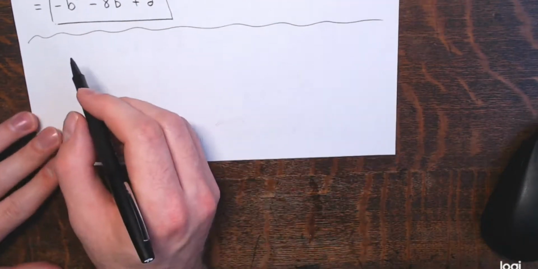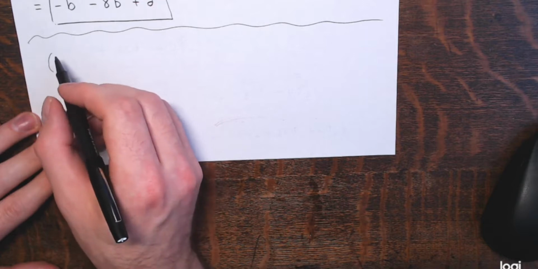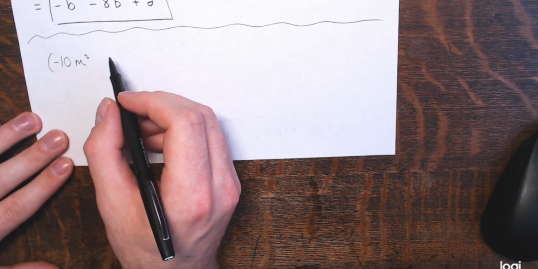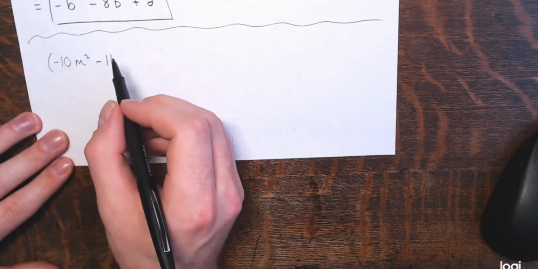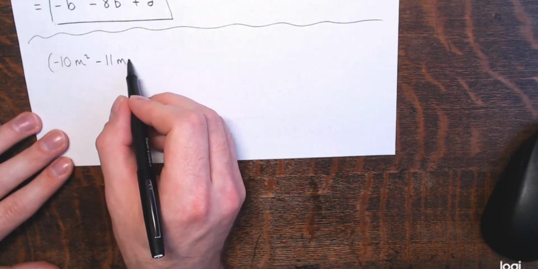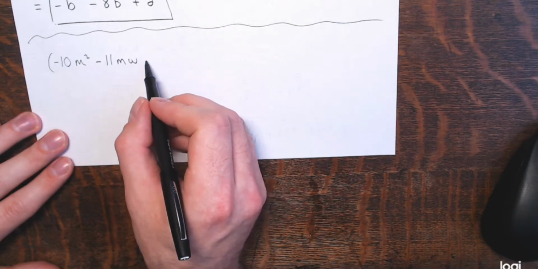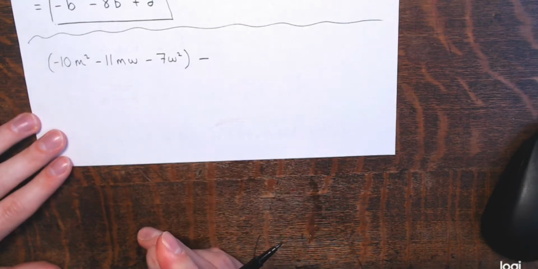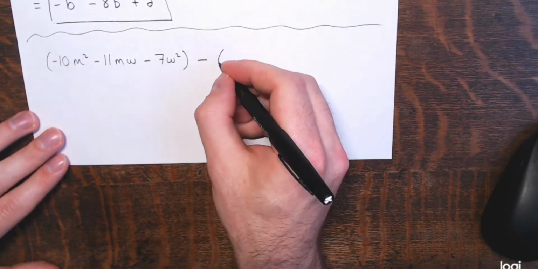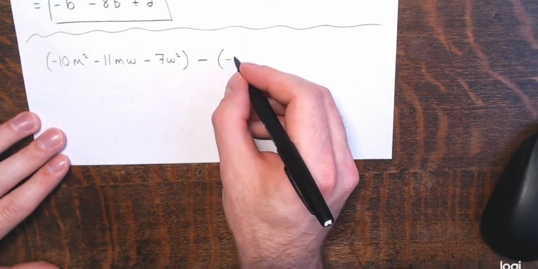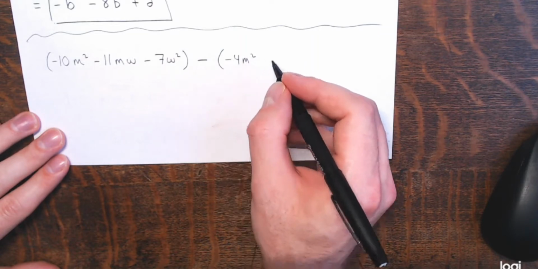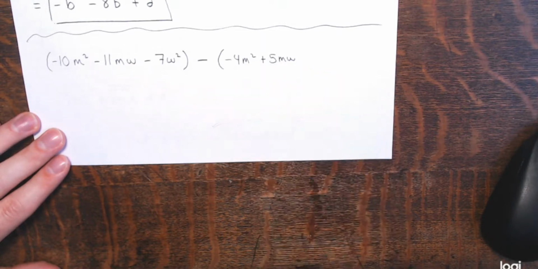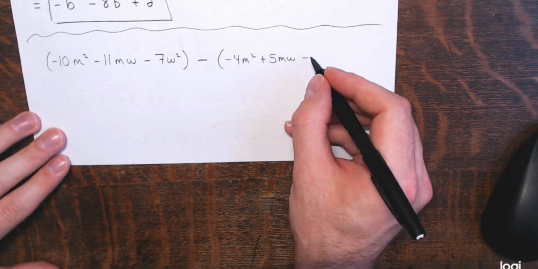So that second polynomial, which will go first in my calculation, is negative 10 times m squared minus 11 times mw, and then minus 7w squared, and we're supposed to subtract from this. And so minus that first polynomial, the quantity negative 4m squared plus 5mw, and then minus 12w squared.